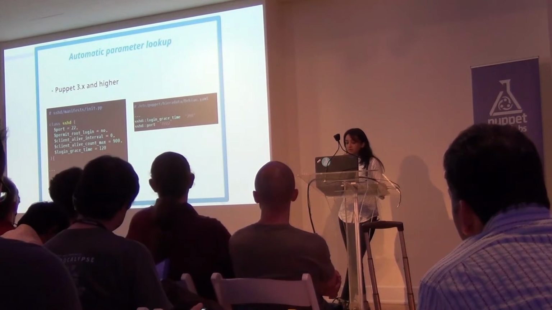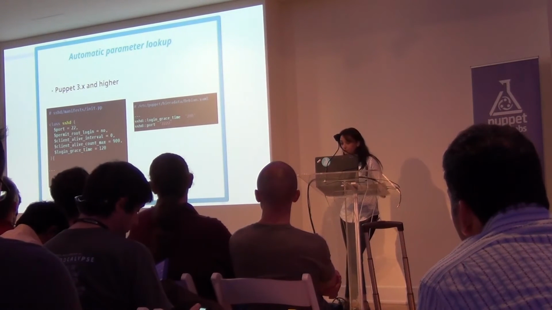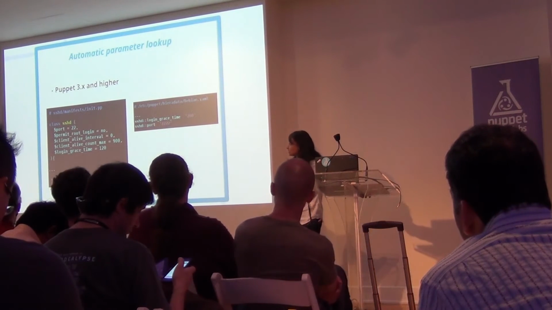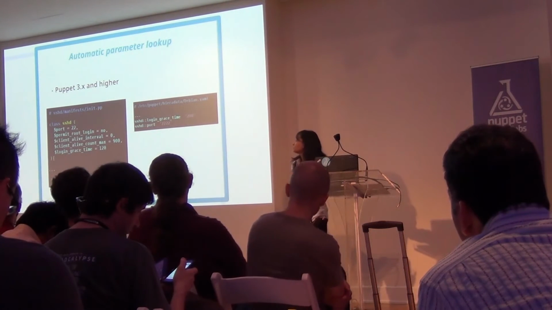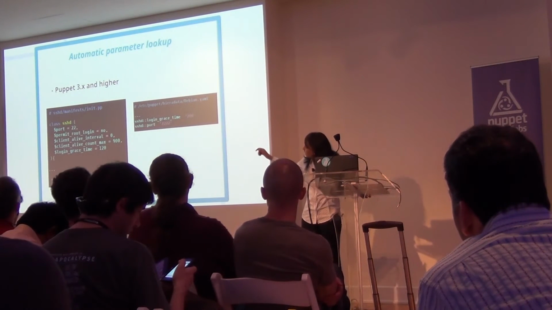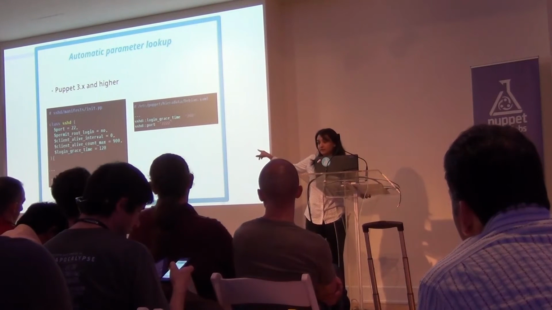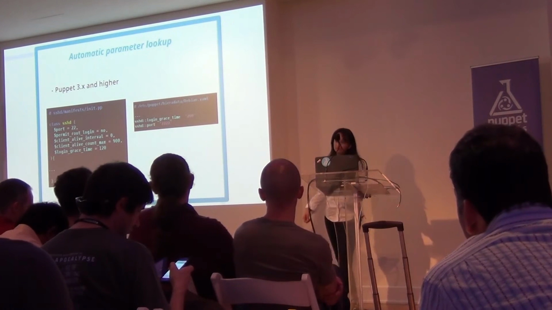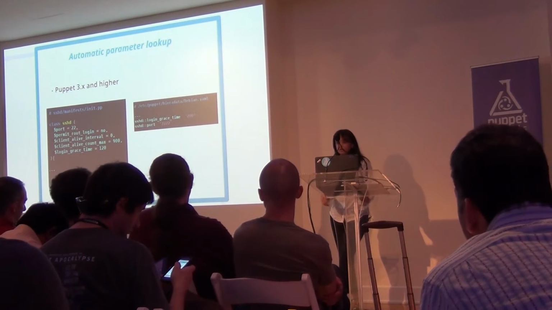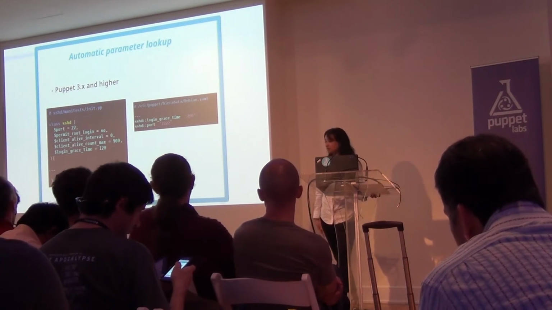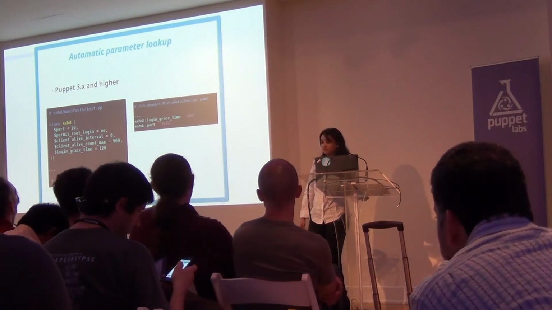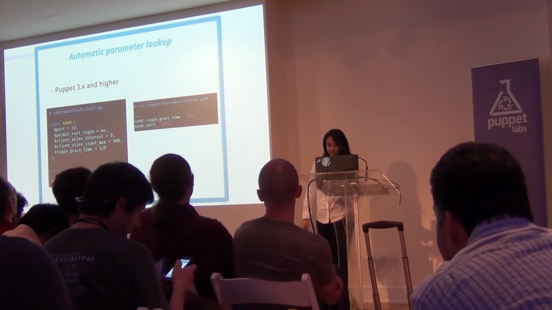Puppet 3.x and higher even supports automatic parameter lookup like that. So that was our initial sshd class. All you can do is create your debian.yaml file, say, and you can use that syntax to assign values of variables directly. So in your node definition, all you have to specify is include sshd. And if you still want to override that, just create a YAML file in Hiera and override the values of those variables.